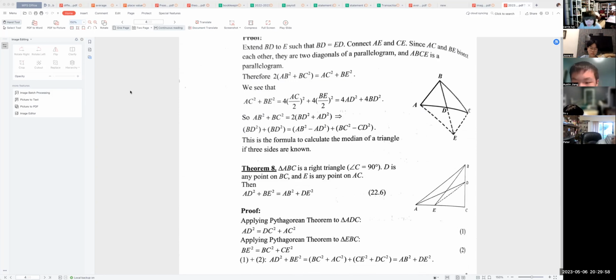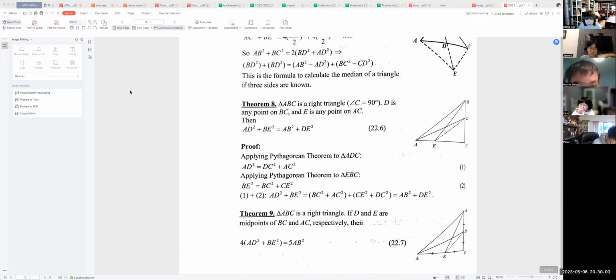So let's take a look at theorem 8 and theorem 9. ABC is a right triangle, okay? So this is very important. ABC is a right triangle, in which angle C is 90 degrees. So Peng, Austin, Peter, you need to immediately 画一个在你的纸上面, okay? D is any point on BC. So D doesn't matter where it is, okay? And E is any point on AC. Okay, so you have this one.